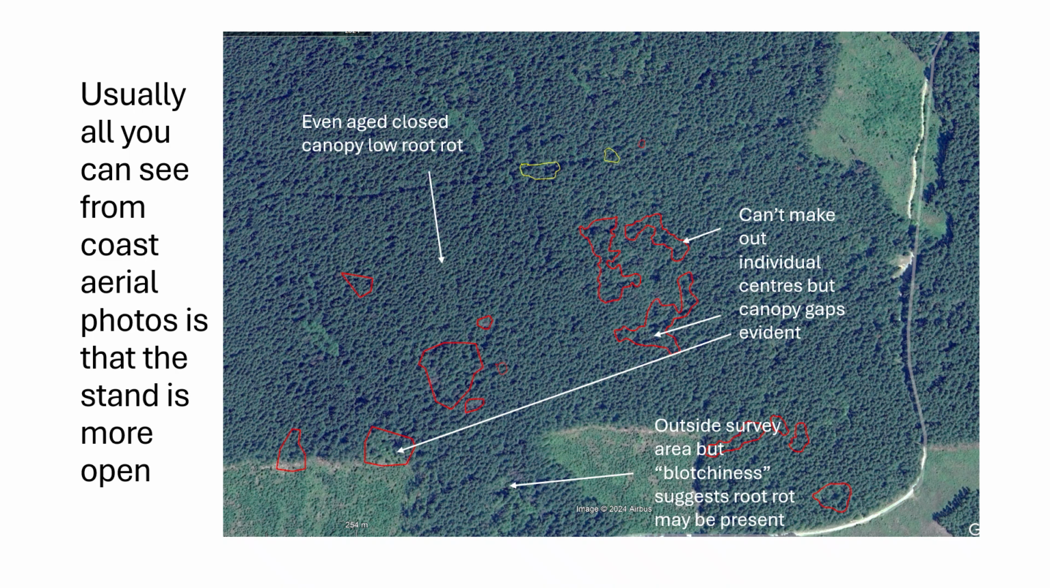In this particular photo, root disease centers have been overlaid on an aerial photo. This is from the coast, and you can see it's not actually possible to delineate the root rot centers from the air photo, but there's some evidence of root disease by the open nature of the areas where the root disease is present.